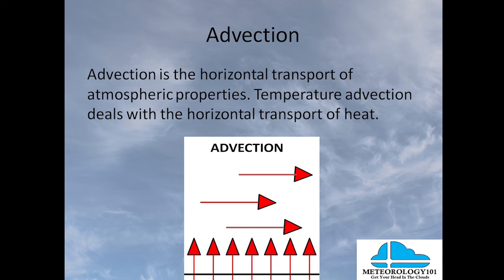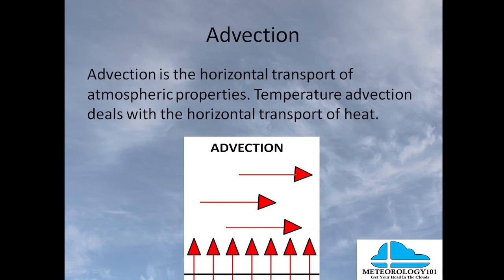Advection is the horizontal transport of atmospheric properties, heat, temperature, and moisture. Temperature advection deals with the horizontal transport of heat. We talked about this in our video with the thickness chart. If you pull that one up, then you follow the sea level pressure on the surface chart, look at the pressure gradient, and then parallel with those isobars, if you push colder air into hotter air, you have cold air advection. If you push warmer air into colder air, then you have warm air advection. So that's the horizontal transport of heat in the atmosphere.